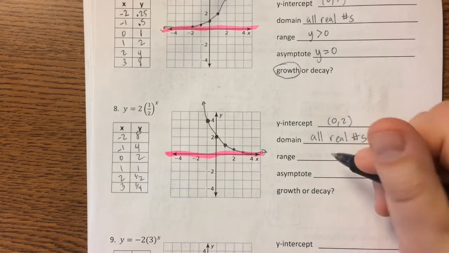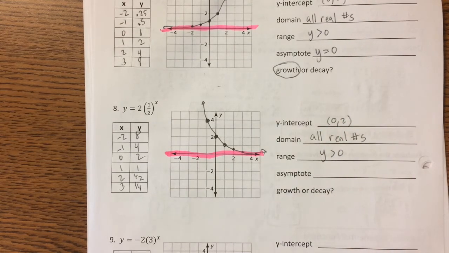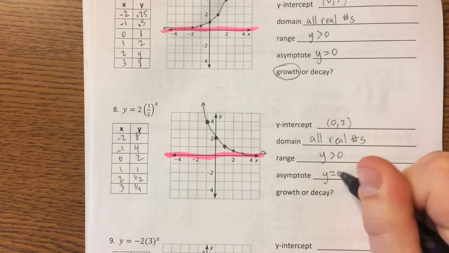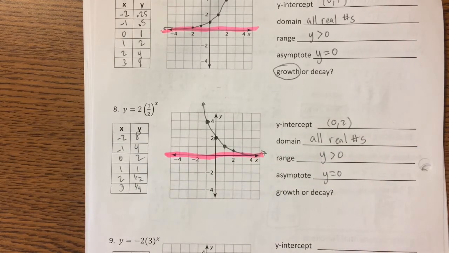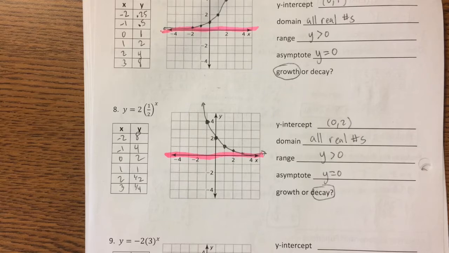The range here, y is greater than 0. It's above the x-axis. We're going to see the next one is not above the x-axis, so I'll show you how to write that as well. The asymptote is going to be the same line every single time, unless something weird happens, but I don't think that will for you. y equals 0. And does this display growth or decay? Decay, right? Because from left to right, the values are decreasing.